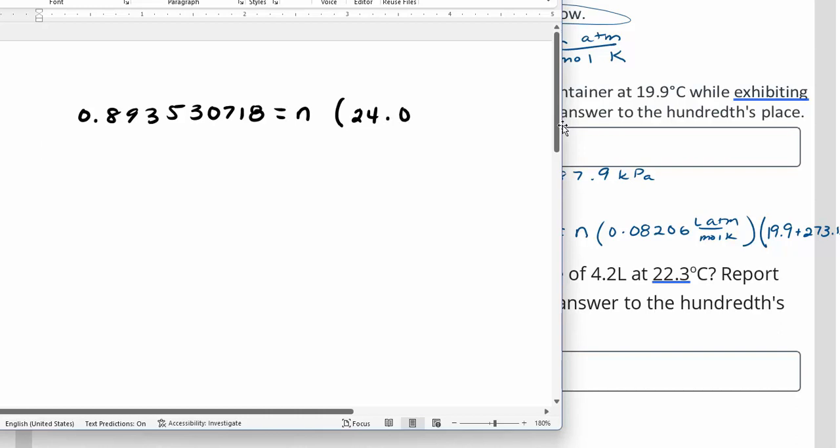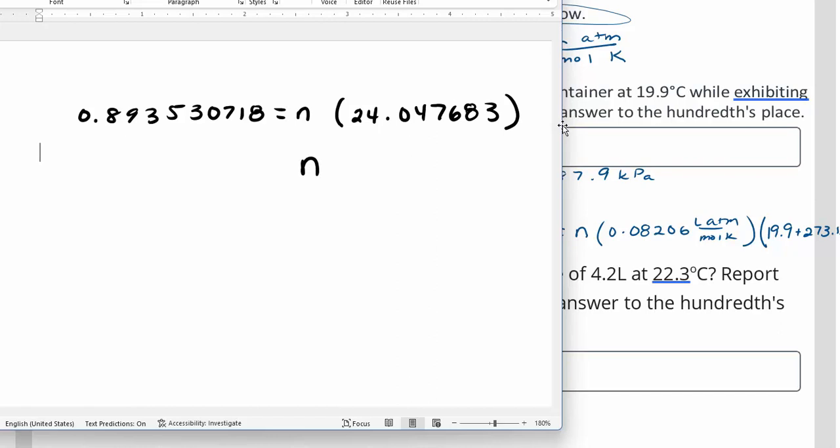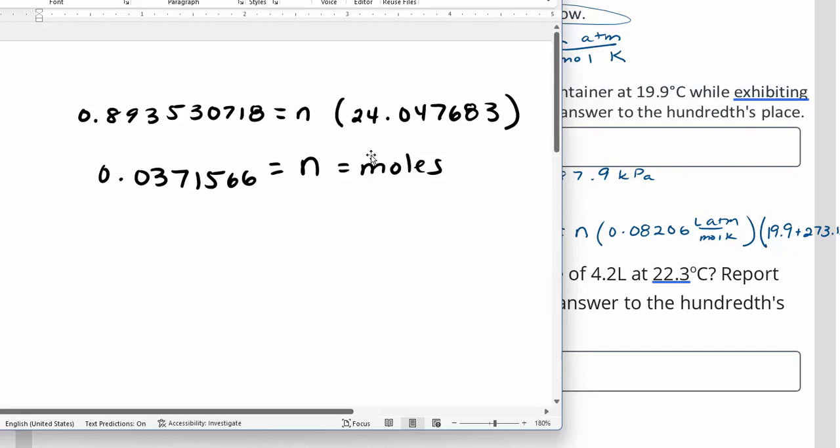times 24.047683. Now the n is moles, M-O-L-E-S. And in order to get these moles, I need to take this value, 0.893530718, and I'm going to divide it by that 24 value. And I get the number of moles is 0.0371566. Now again, I'm not rounding yet. We don't round until the very bitter end.